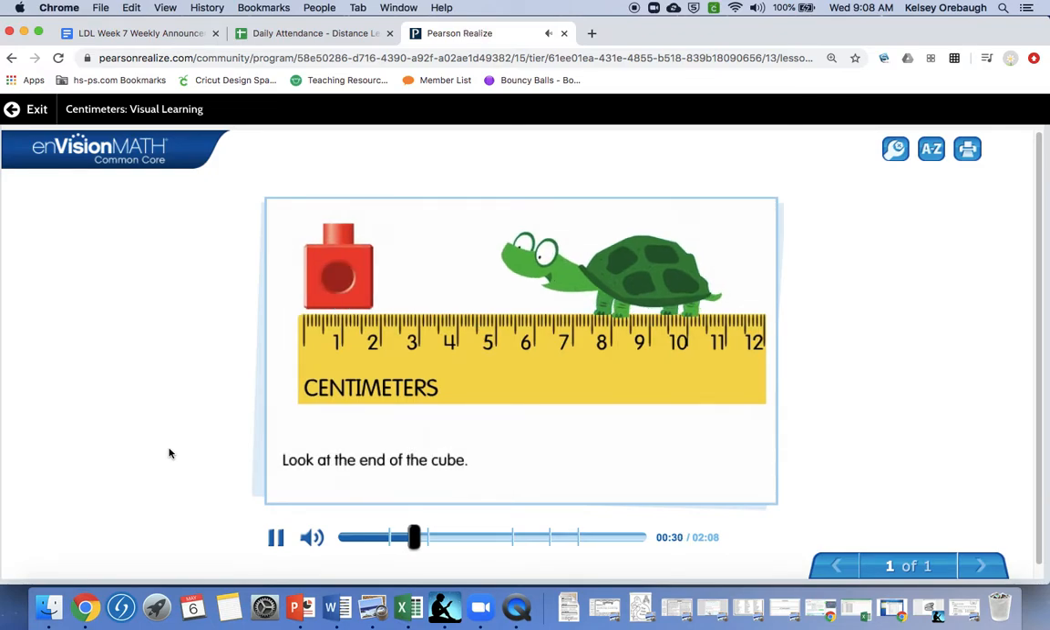Look at the end of the cube. Between which two numbers on the ruler does the cube end?